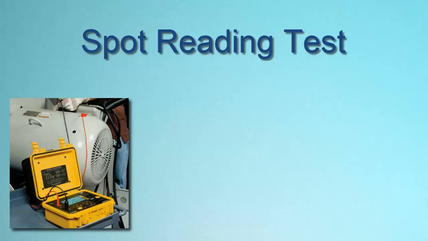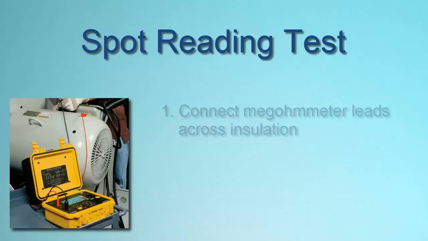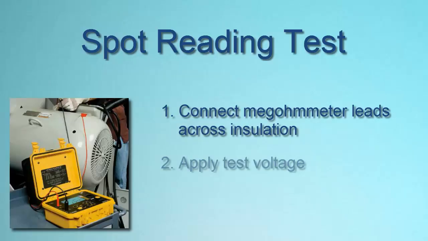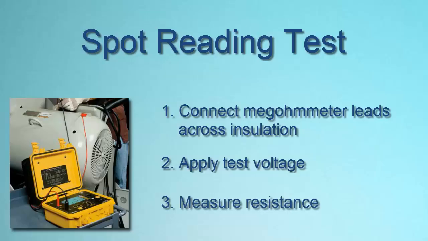The first type of insulation resistance test we'll look at is the spot reading test. This is relatively straightforward. Simply connect the megohmmeter leads across the insulation to be tested, apply test voltage for a fixed period of time, typically 1 to 10 minutes, and then take a resistance reading. Spot testing is suitable for a system with small or negligible capacitive effect, for example, a short wiring run.